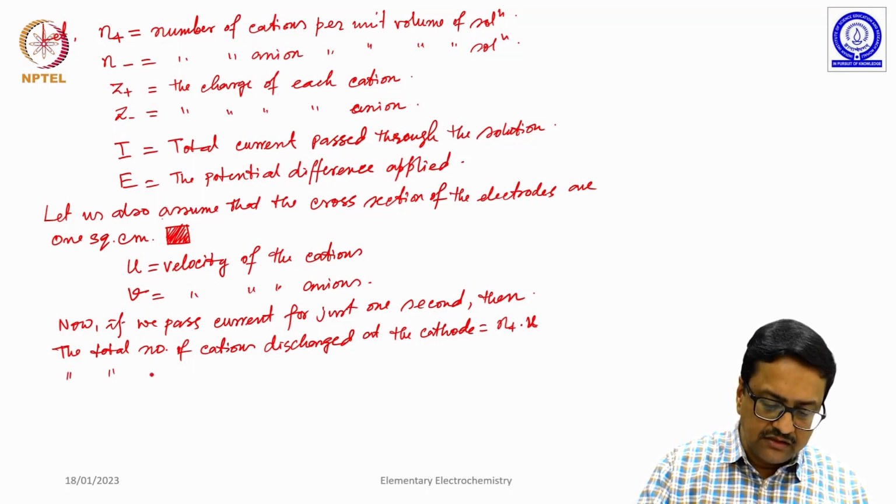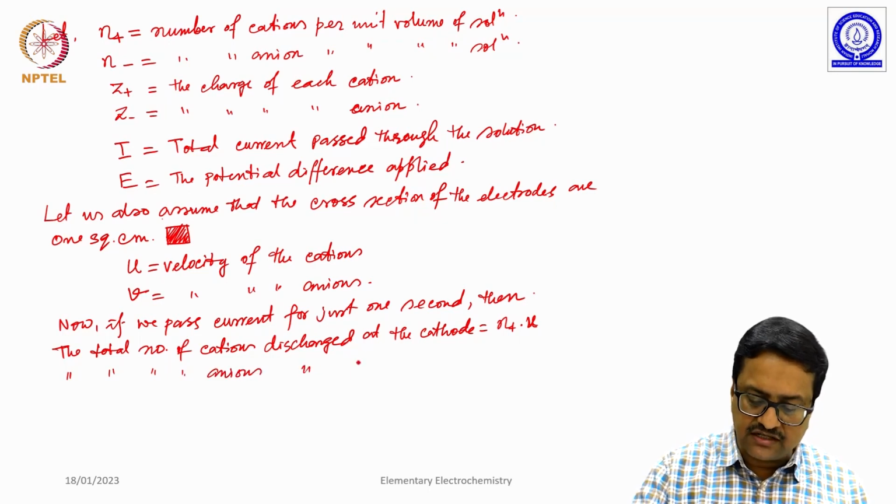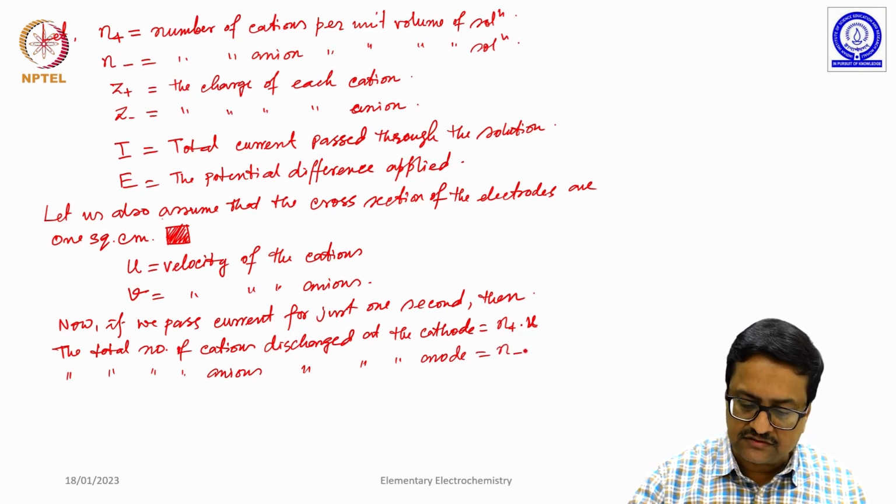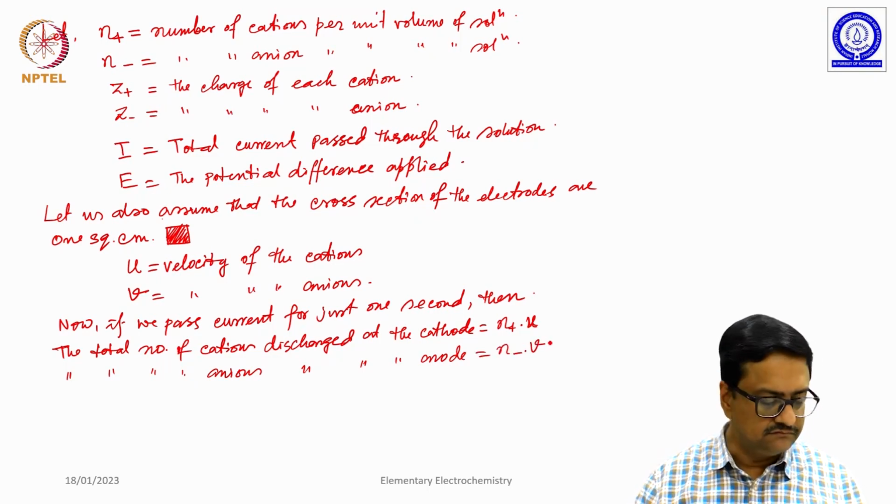So, the total number of anions discharged at the anode will simultaneously be n minus into v.